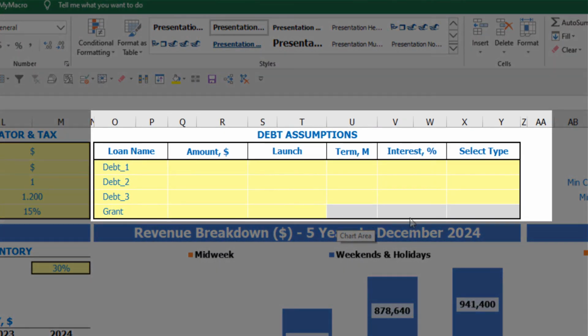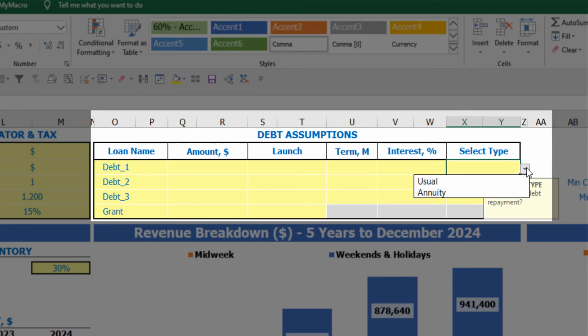Also, on the top of the dashboard you have debt assumptions. Let me show you how it works. For each debt you are able to select the debt type. There are 2 debt types in the model, which are annuity and usual. Annuity means that each monthly payment, which consists of your debt repayment plus interest expenses, will be equal each month. In case you select usual, your main debt repayments will be equal parts and interest will be just interest on the debt's closing balance.